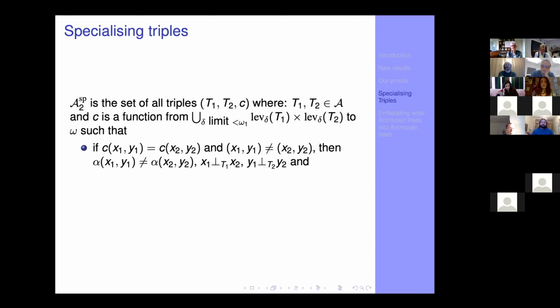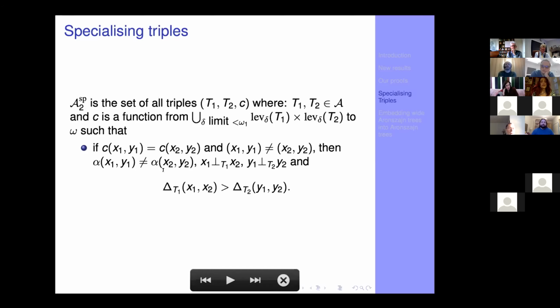And moreover, both the first coordinates and the second coordinates are incompatible to each other. Well, I suppose this latter part implies that the heights are different, but I wanted to emphasize it. And the place where x1 and x2 differ in T1, this is this notation delta, which is common when one studies trees. This is the first level where x1 is different than x2. So this level on the T1 side is strictly larger than this level on the T2 side.